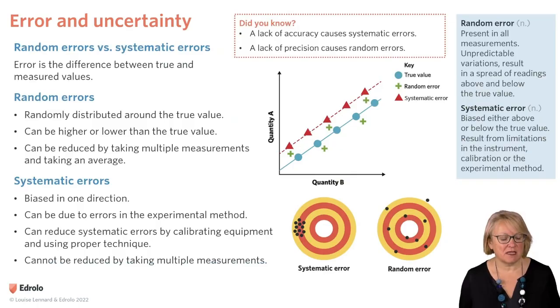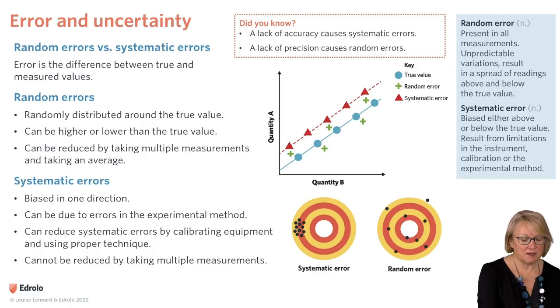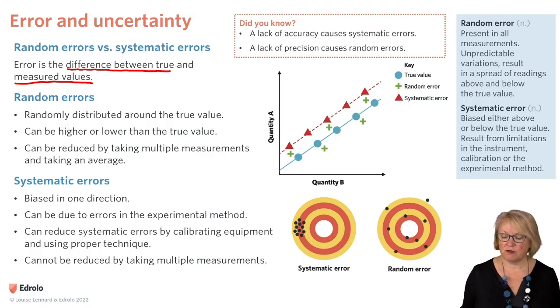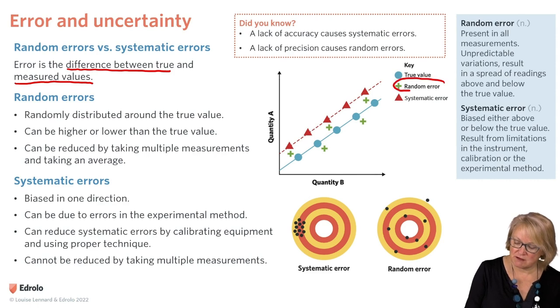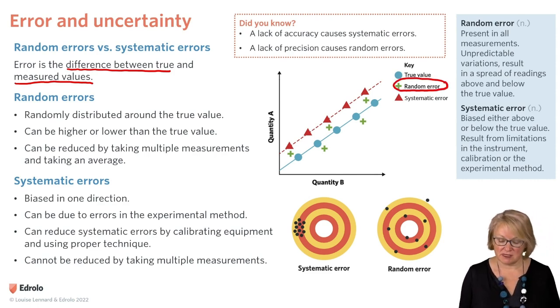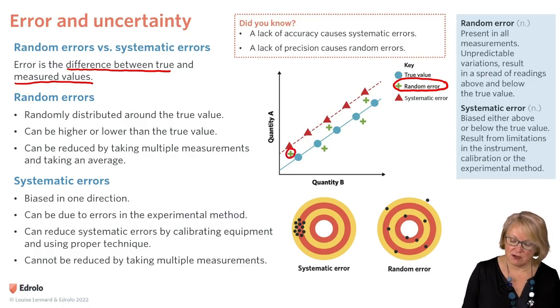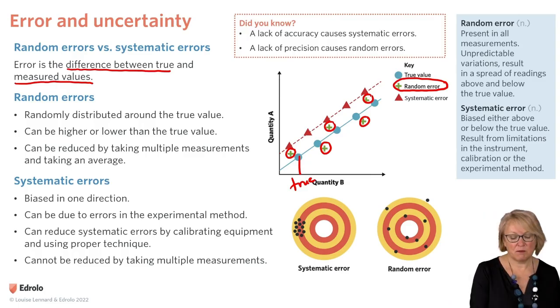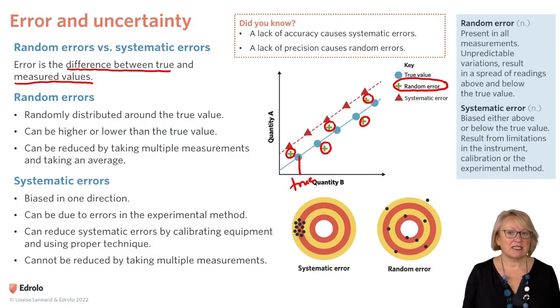The next thing we need to think about are random errors and systematic errors. An error is the difference between the true and the measured values. So random errors are distributed around the true value. And the random errors shown in this graph here are the green crosses. Sometimes they're higher than the true value, which is the blue, and sometimes they're lower. So higher, lower, and they occur at random. They can be reduced by taking multiple measurements and taking an average.